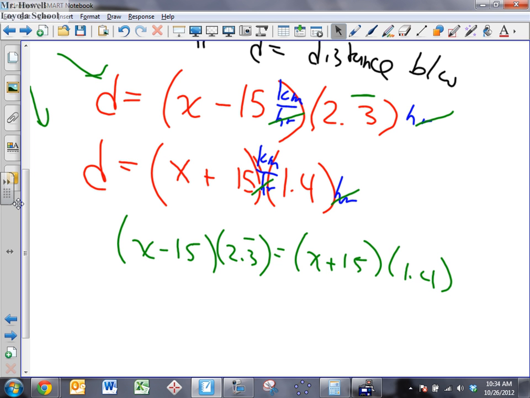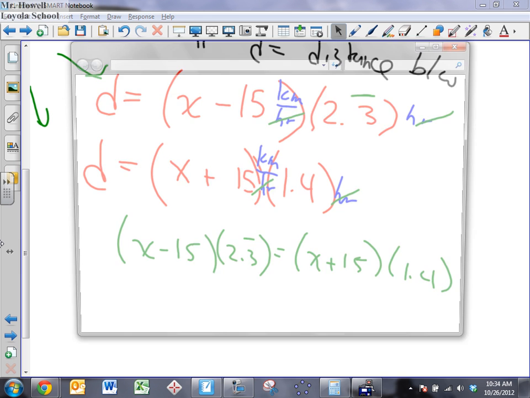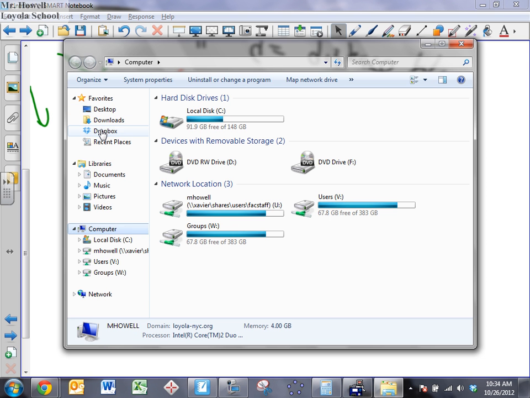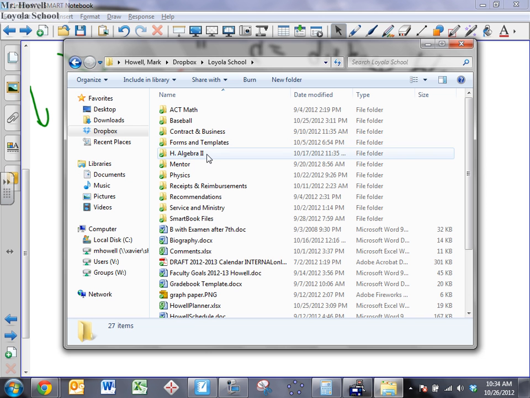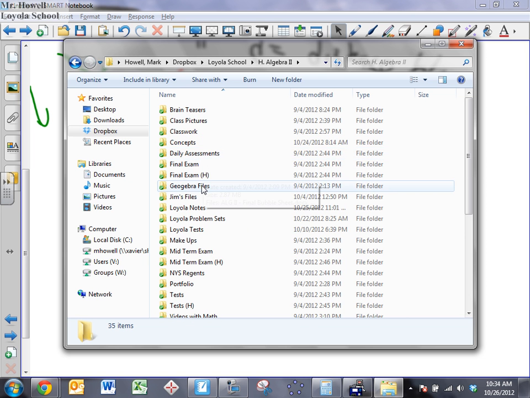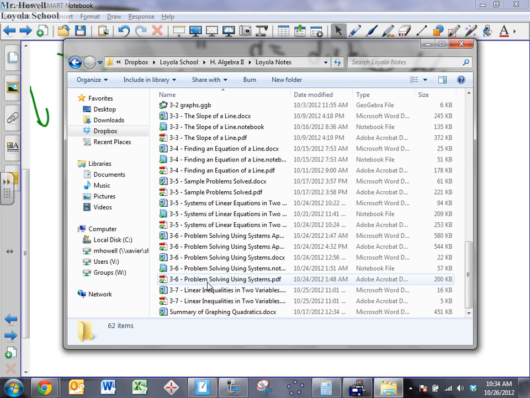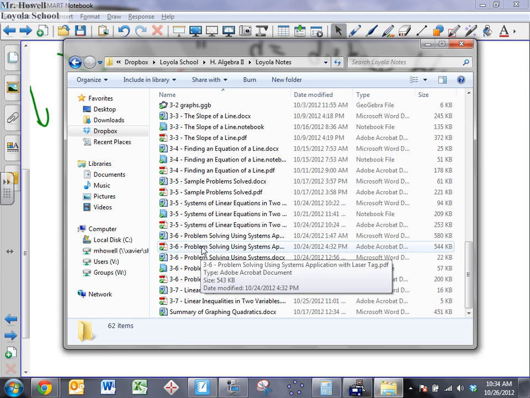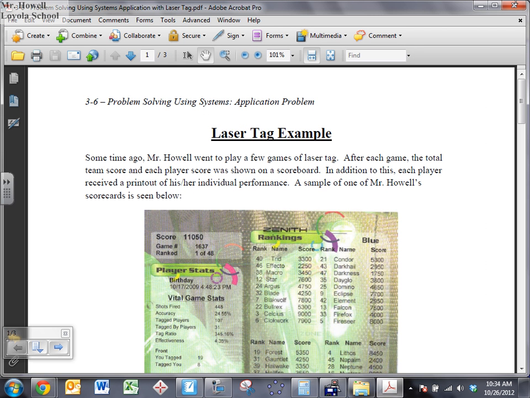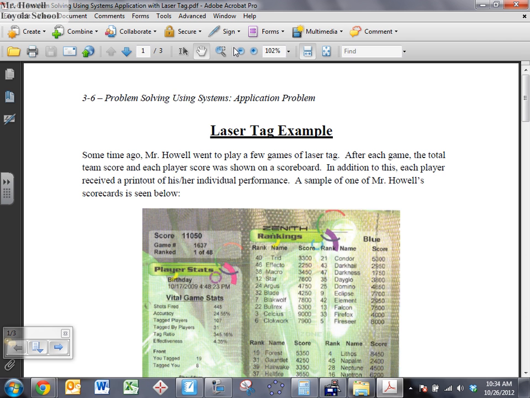All right, so what I want to do next is do an example where systems of equations come into play with everyday life. And everyday life for a math geek like me, maybe. Maybe not everybody. 3-6, right? Say again? This is still 3-6. I just want to show you guys a cool example. Hannah, can you hand out? So we're going to talk about laser tag today.